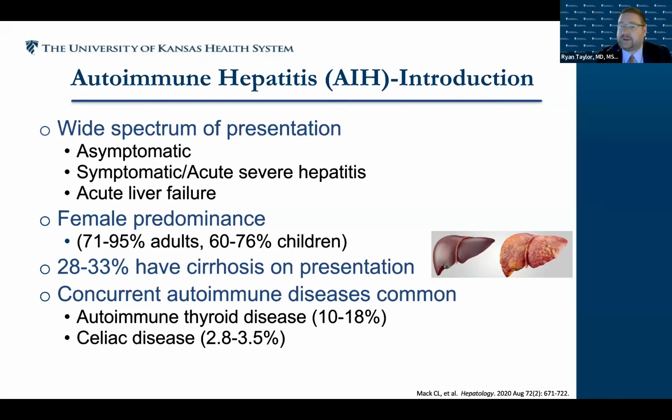Many of these patients can develop hepatitis and become symptomatic, and there's even an acute liver failure presentation where patients just out of the blue will show up with acute liver failure, and we need to do an emergent liver transplant on them. As mentioned before, it is a female predominance disease, with up to 95% of adults and up to 76% of children that have this disease being female. About a third of these patients can have cirrhosis on presentation, meaning the disease has been going on for some time and had not come to clinical attention. So it's not uncommon for us to find advanced hepatic fibrosis when we diagnose these patients. Other autoimmune conditions such as thyroid disease and celiac disease are common. Next slide.